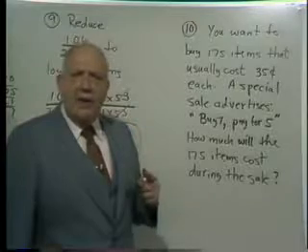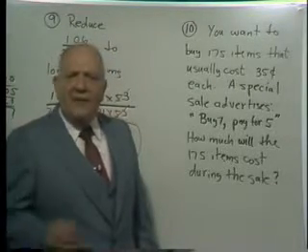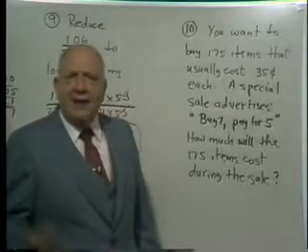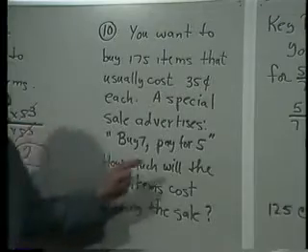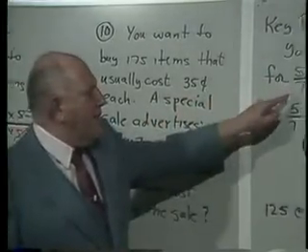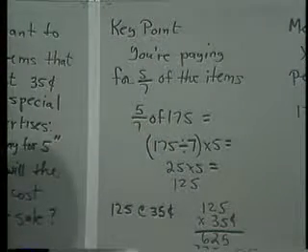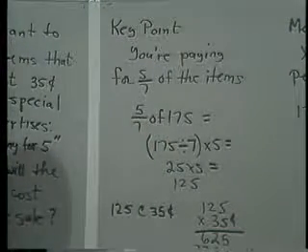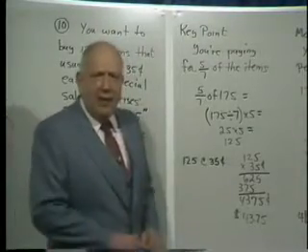Since you're only paying for 5 out of every 7, you're only paying for what? 5 sevenths. How many are you buying? 175. So what are you doing? The key point is you're paying for 5 sevenths of the items. Since you were buying 175 items, you see the adjective noun thing here again? You're paying for 5 out of 7, but how many you're paying for still depends on how many you're buying.